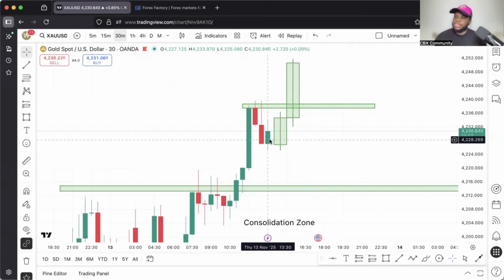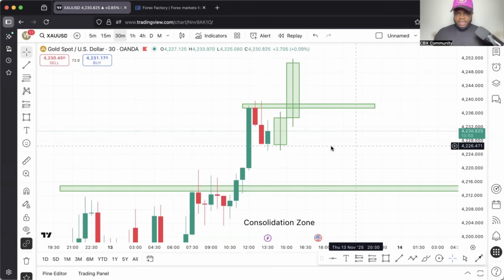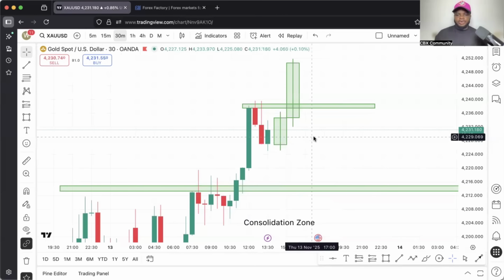If this candle should close with a bullish candle, that means it has created a recent support zone over here. Let's just wait and see how this candle will close before we'll be able to know what we're anticipating the market to give to us.